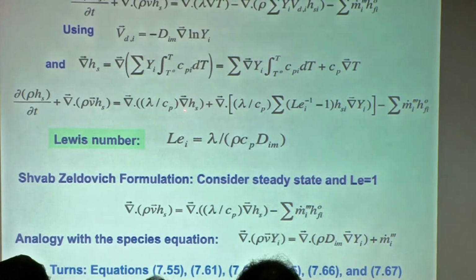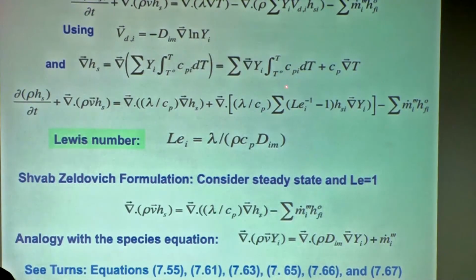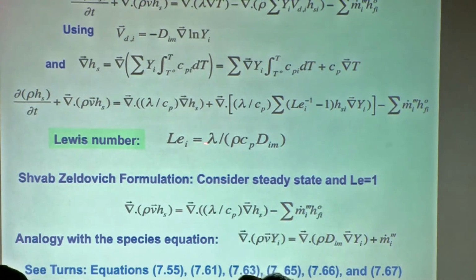And the advantage here is that you have temperature here, but now this equation becomes exclusive for HS. That's the main difference. Here you have divergence of lambda times gradient of temperature. Here you get divergence of lambda over Cp and delta HS, gradient of HS. So you are solving for HS anyway. And this also brings this important parameter, the Lewis number.